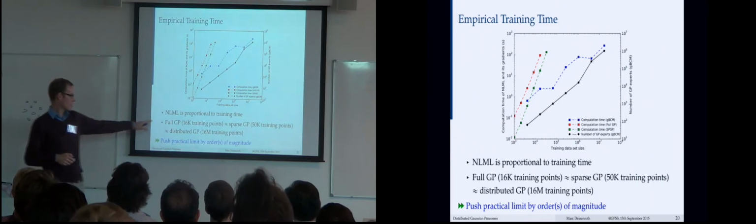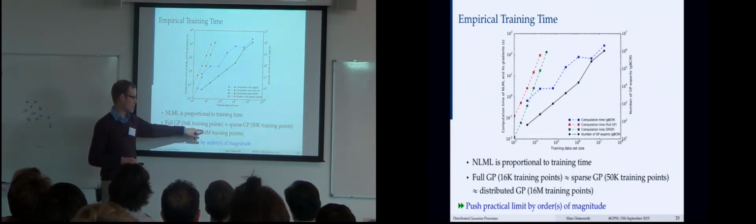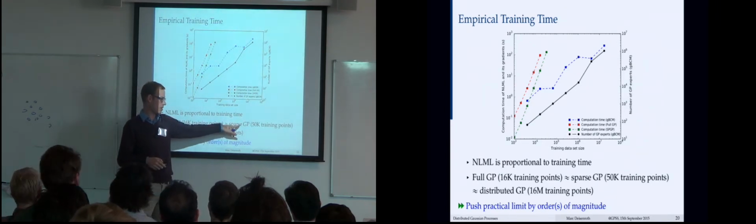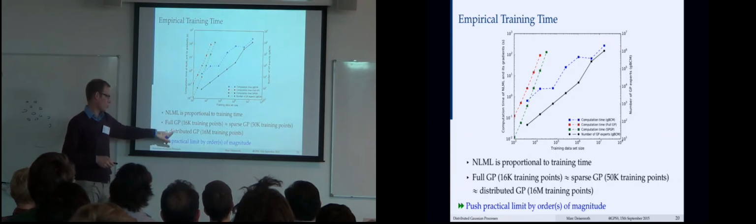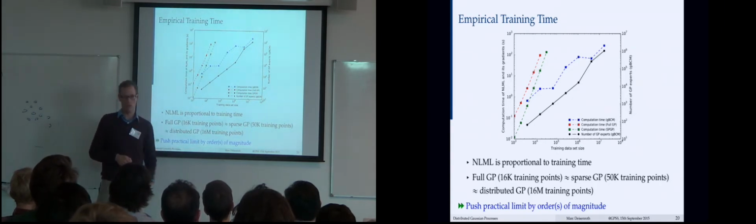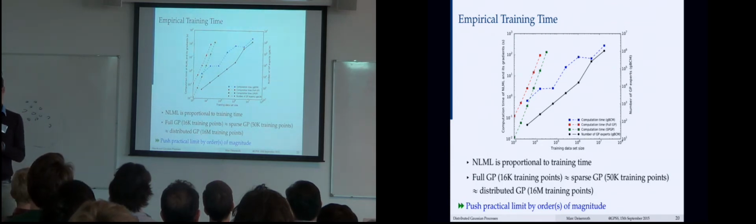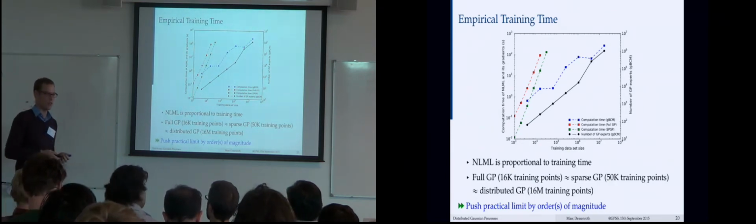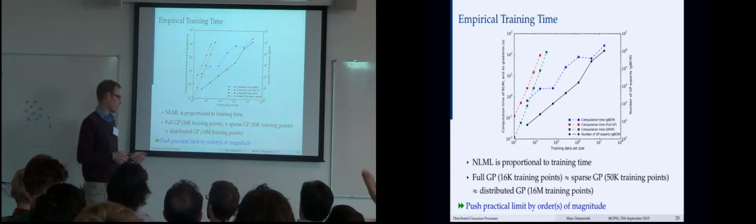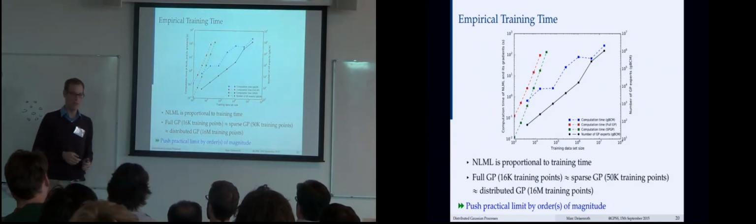So the full Gaussian process with 16,000 training data points scales approximately as the sparse Gaussian process with 50,000 data points, and approximately as the distributed Gaussian process with 16 million data points. So this is just to say that this method is actually practical for training on really large scale data sets. That means we can actually push the practical limit by some bit.